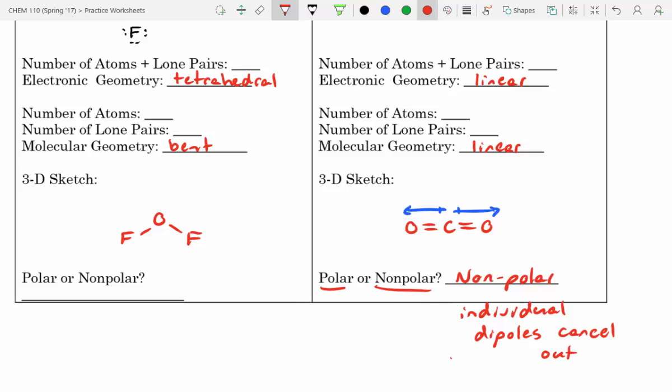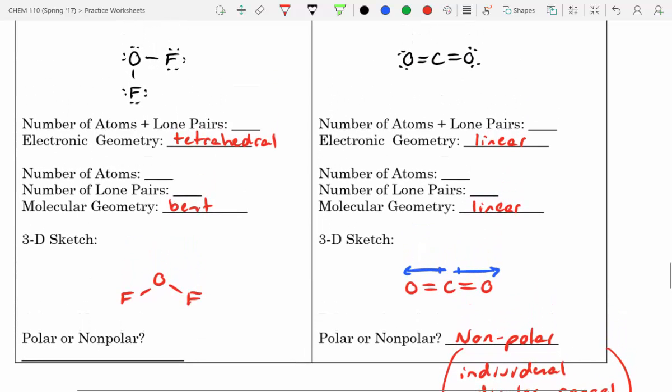It's a little bit weird to think about, but molecules can have individual bonds that are polar, but then we also need to consider the overall molecule too and consider whether or not those individual dipoles can cancel out. Okay, let's do another one. Let's do the one next to it.